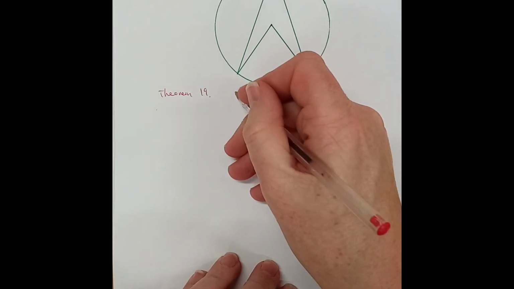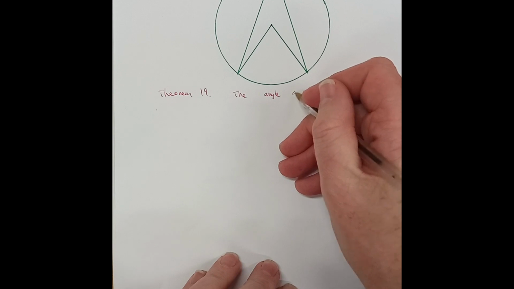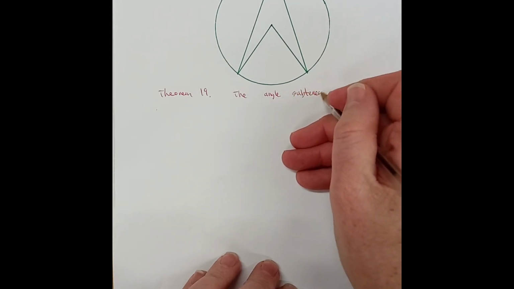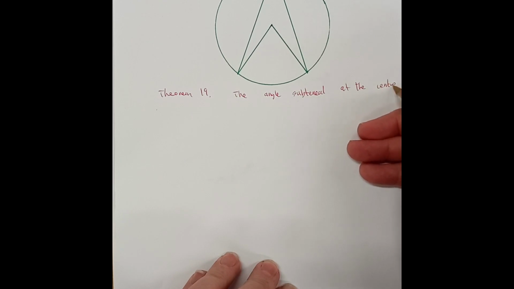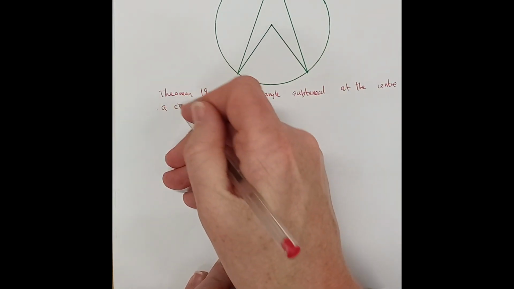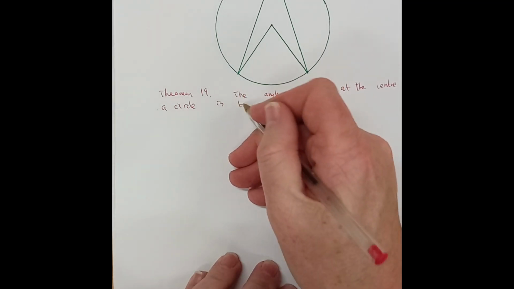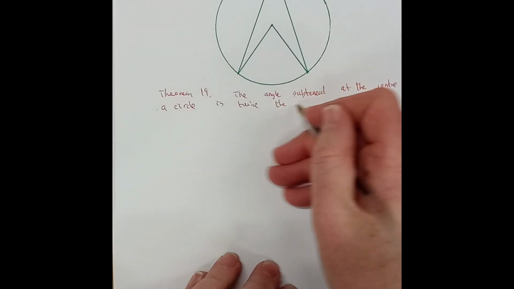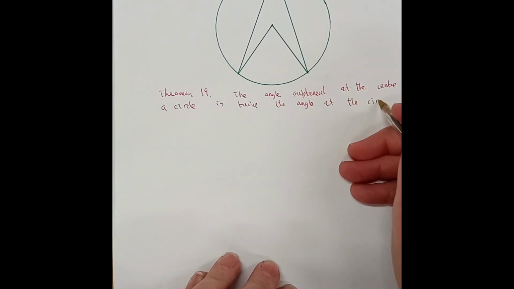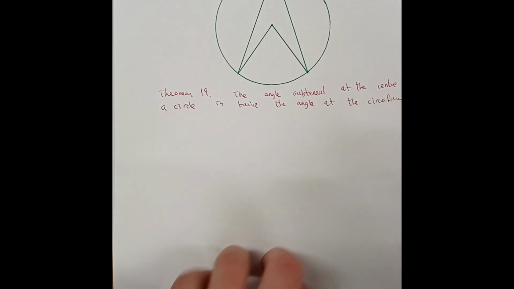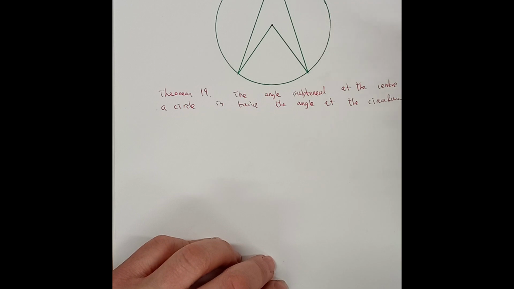And what it says is the angle subtended, I'll explain what that means in a second, at the center of a circle is twice the angle at the circumference. So in other words, this angle in here is twice that angle. That's what it's saying. Simple as that.